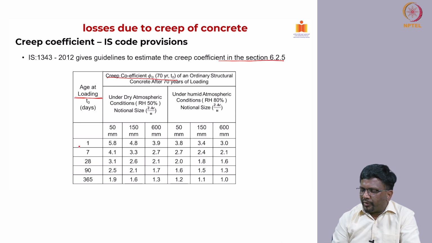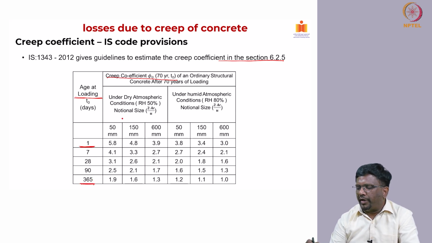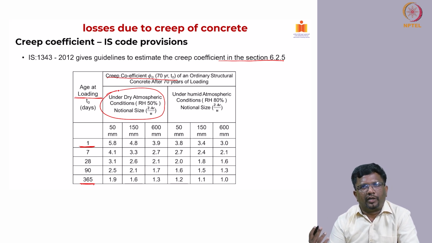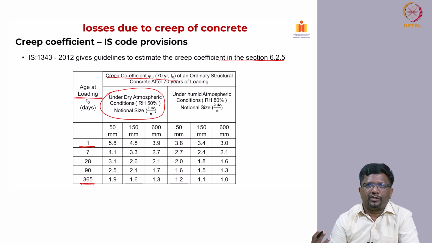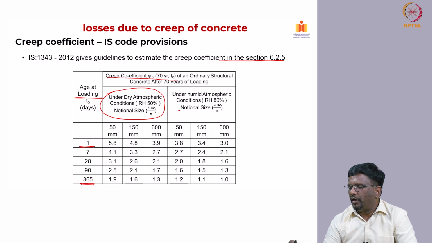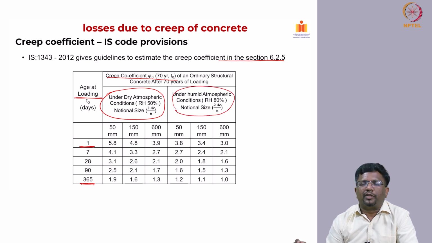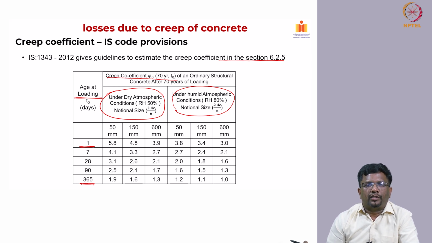That is the reason if you look at one age of loading, 1 versus 365, you see this for any of these coefficients. Now again there are two columns given here. One is for a dry condition where the relative humidity is 50%, and another one is a humid atmospheric condition where the relative humidity is 80%. Again, we have discussed the role of relative humidity in the first part of the first module, so you can go back and look at it.